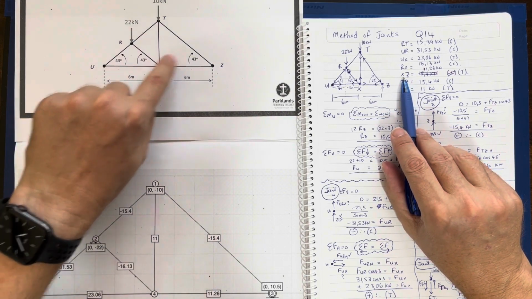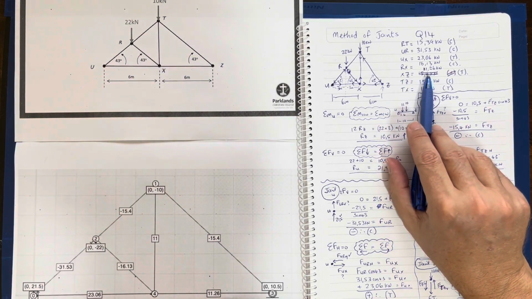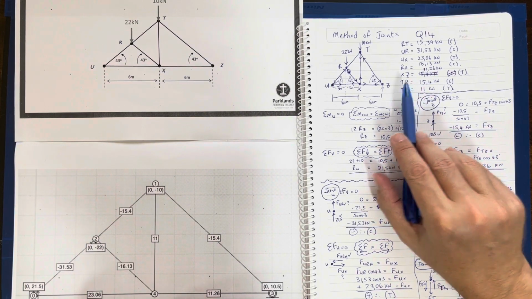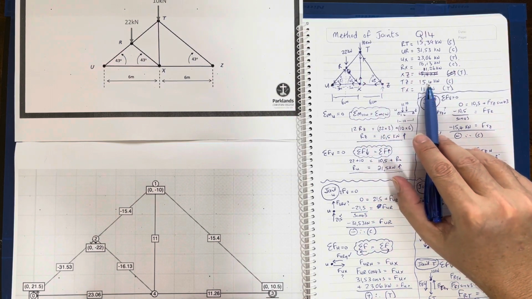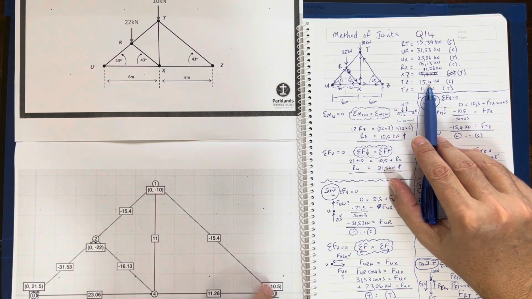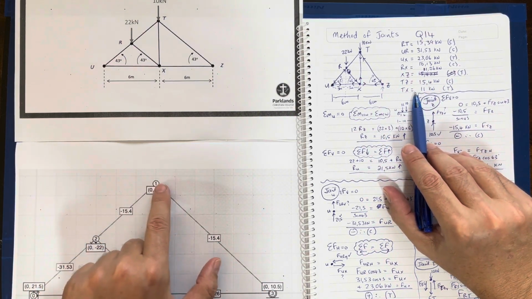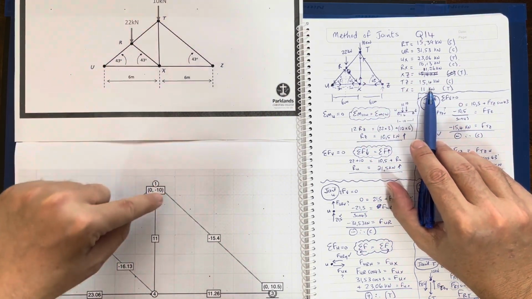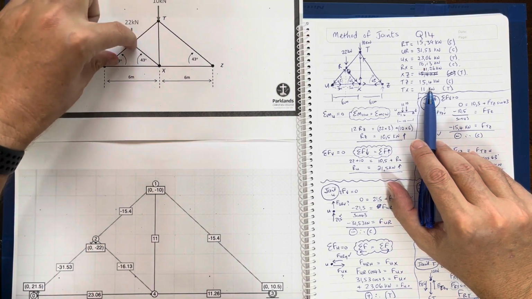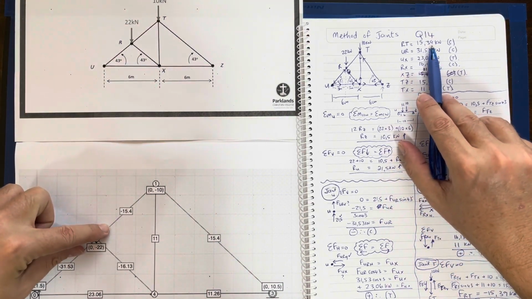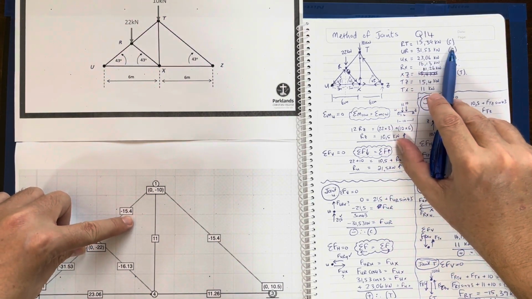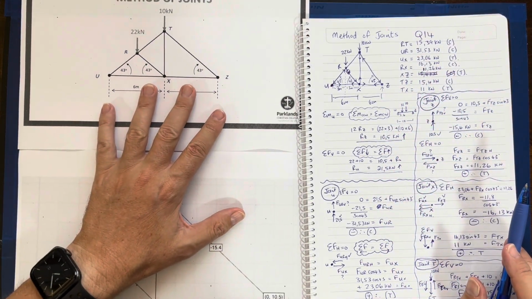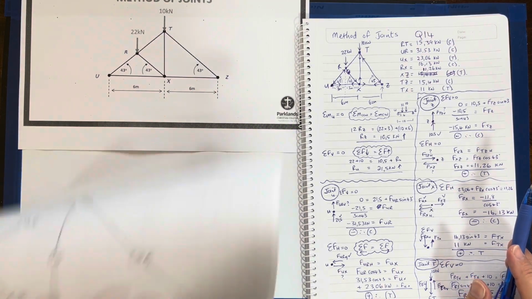XZ 11.26 kilonewtons. TZ there to there, 15.4, and TX was 11, and in the end the last one, 15.4, that's it, or 15.39 compression. 100% correct.